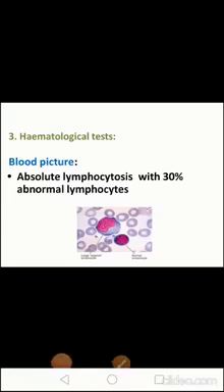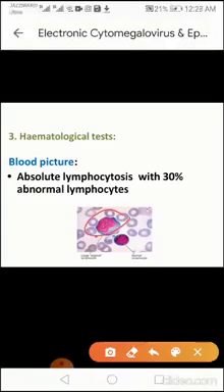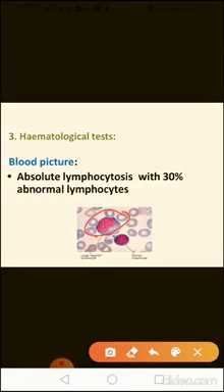Hematological tests include peripheral blood picture. Abnormal lymphocytes are there with absolute lymphocytosis. Atypical lymphocytes, they are enlarged, with expanded nucleus, and with abundant, often vacuolated cytoplasm. So this is abnormal lymphocyte and this is the normal one.